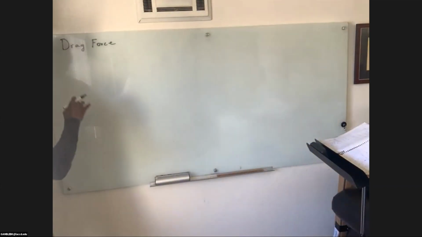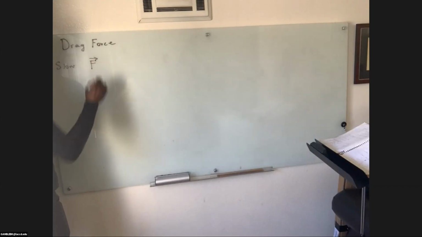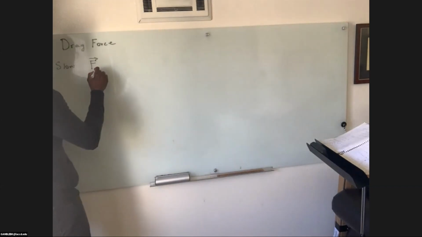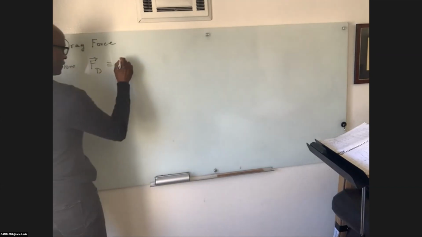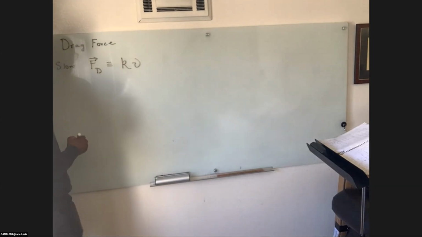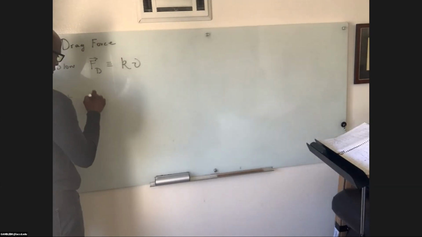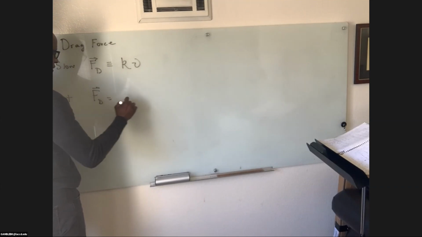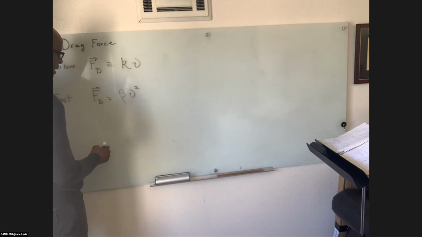The force itself is proportional to how fast an object is moving. So for a slow-moving object, we'll say that the drag force F sub D is defined as a constant known as the drag coefficient, we'll say K for slow-moving, times the speed of the object. For a fast-moving object, the drag force is proportional to the square of the speed, so it's the drag coefficient times the square of the speed of the object.